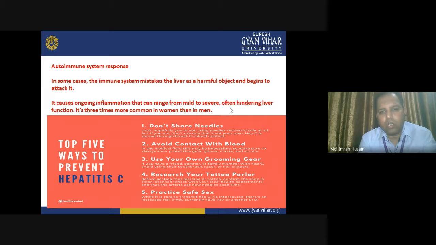So, what are the top five ways to prevent hepatitis C? You all know that. Don't share needles, avoid contact with the blood of an infected individual, use your own grooming gear, research your tattoo parlor, and practice safe sex.